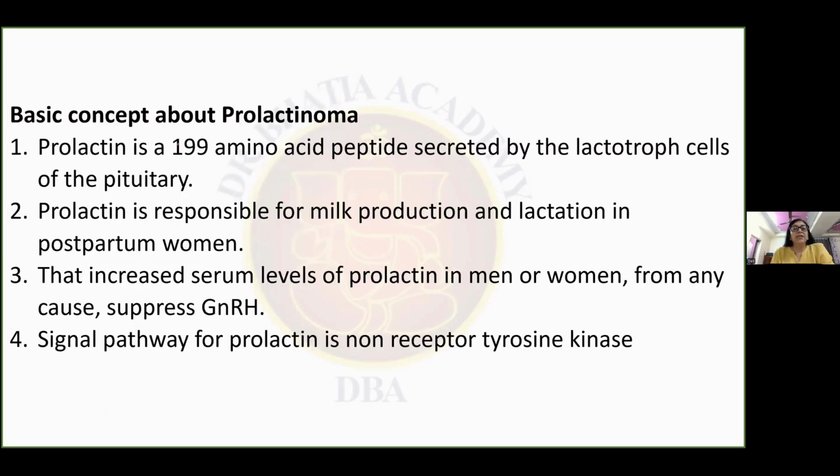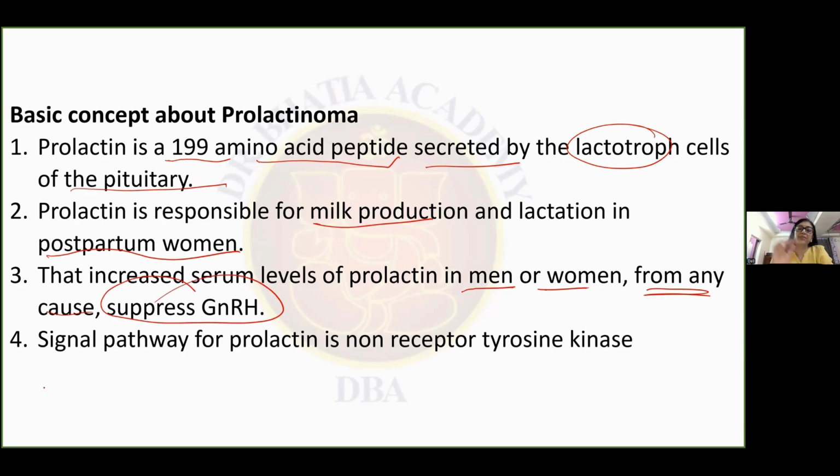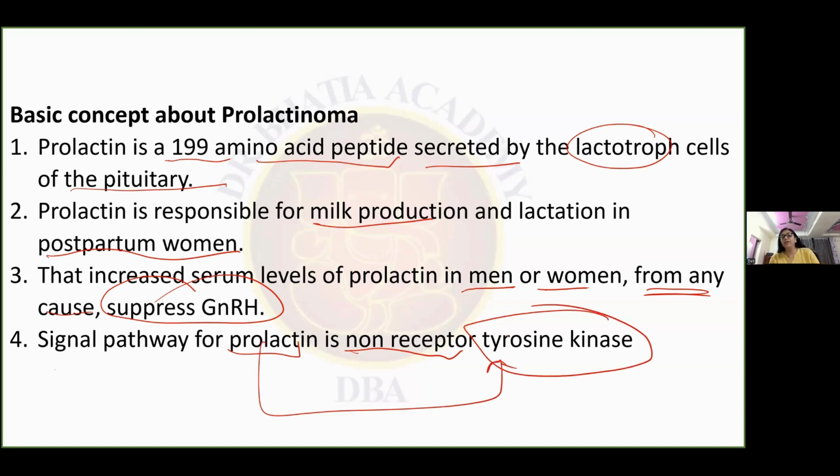So prolactin is a 199 amino acid peptide secreted by the lactotroph cells of the pituitary. Prolactin is responsible for milk production, that is lactation, in postpartum women. Increased serum levels of prolactin in men or women from any cause will cause suppression of GnRH, because we just learned it keeps GnRH under negative control. The signal pathway for prolactin is non-receptor tyrosine kinase. So again, prolactin and IGF-1, the mechanism of action is tyrosine kinase.